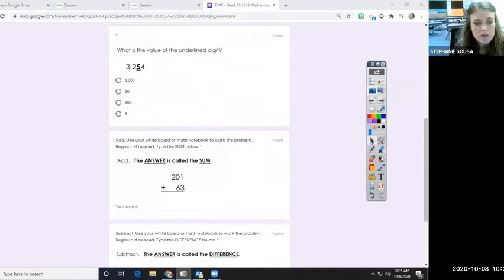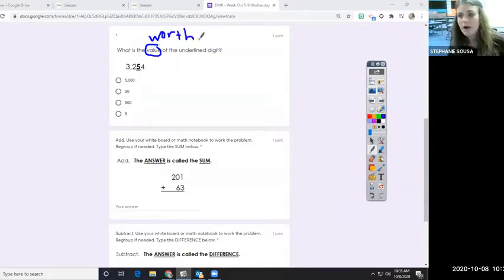So now we'll scroll down a bit. We have the next 2. What is the value of the underlined digit? Remember, value is a word that means worth. How much is it worth? We talked about I can have 2 pieces of paper. They're both green. They both have a face on them. But if one of them has a 1 and one of them has a 10, the 10 piece of paper is worth more, right? Just like dollar bills. If we would have more of a value, we could buy more. So value is how much it's worth.